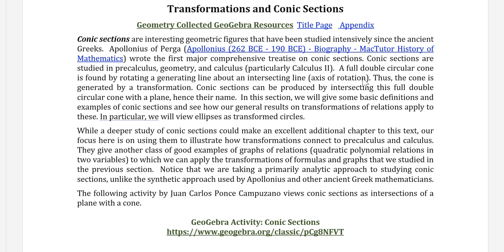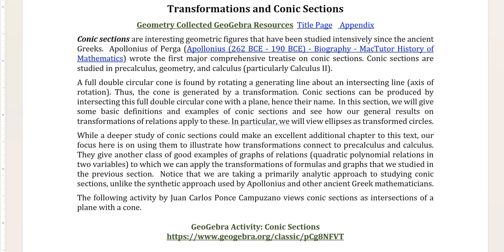We start with a full double circular cone, and it's found by taking a line and rotating it about an intersecting line. The intersecting line is the axis of rotation, and then the other one is the generating line. And thus the cone is actually generated by a transformation. Conic sections can be produced by intersecting this full double circular cone with a plane, hence their name.